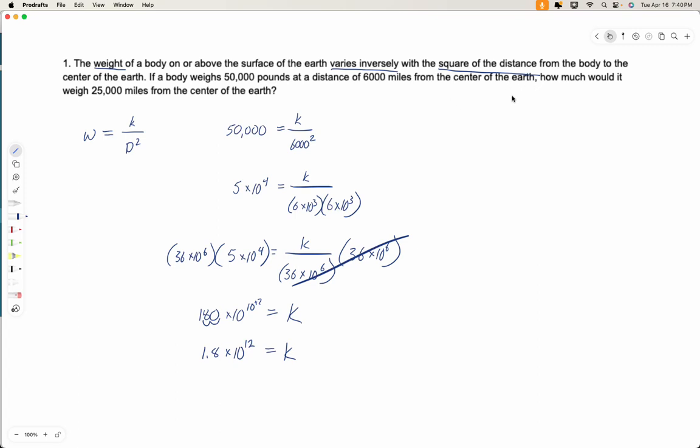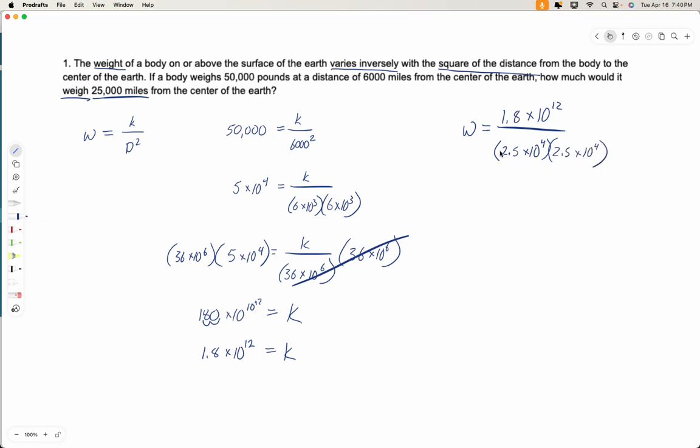So now it says, how much would it weigh? We don't know what the weight is, so the weight is our variable we're looking for. Our constant is 1.8 times 10 to the 12th power. And that's 25,000 miles. That's our new distance. So I'm going to put 2.5 times 10, that's 1, 2, 3, 4. We're going to square that. So 2.5 times 10 to the 4.